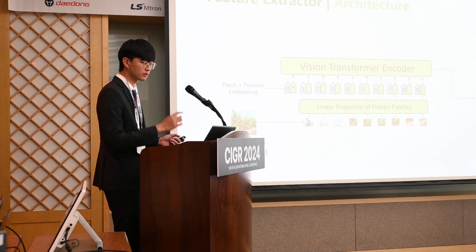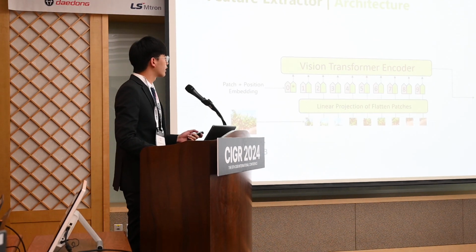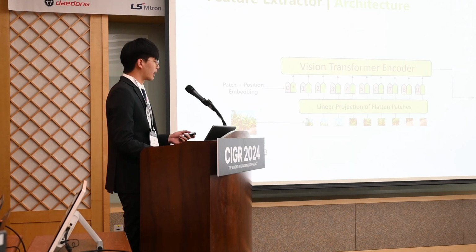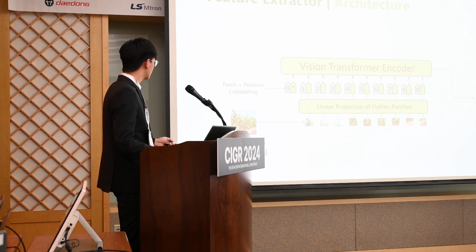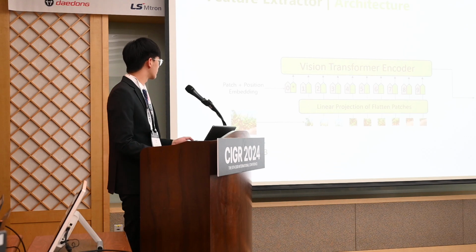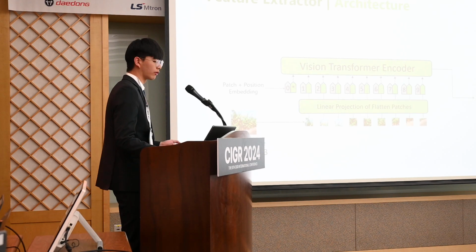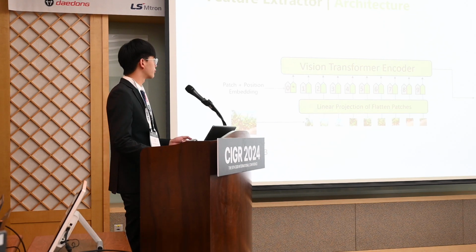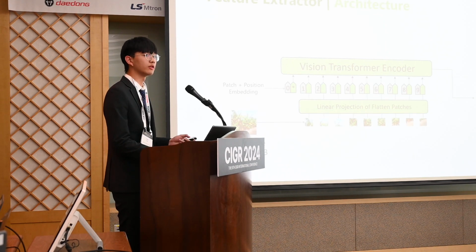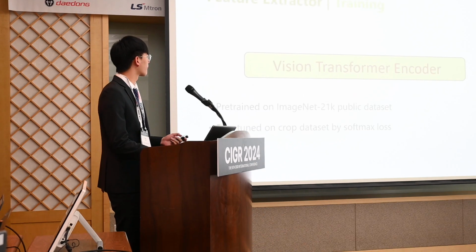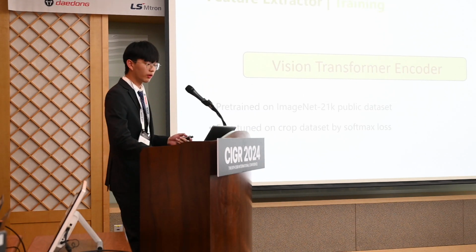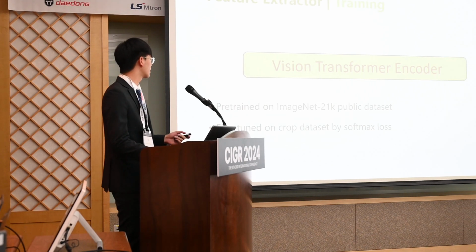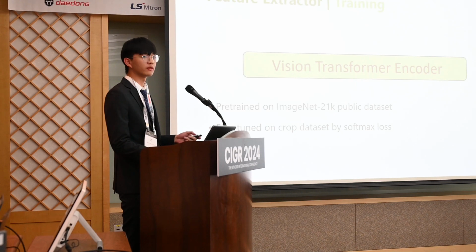The encoder of the vision transformer was chosen to be the feature extractor. And the input images are RGB and were resized to 384 by 384 pixels. The output of the second-last layer was used to represent the feature vector of the images. And the encoder was pre-trained on the ImageNet21K public dataset. And all the layers were fine-tuned on the crop dataset by softmax loss.